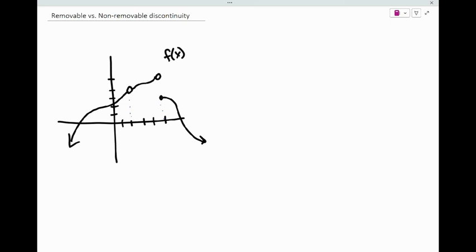So in a case like this with removable and non-removable discontinuities, you can see here that at x equals 2, we do have the limit, right? As x approaches 2, the limit exists for f of x, and in this case, the limit would be 4. So if we define f of 2 to equal 4, we would have a removable discontinuity.